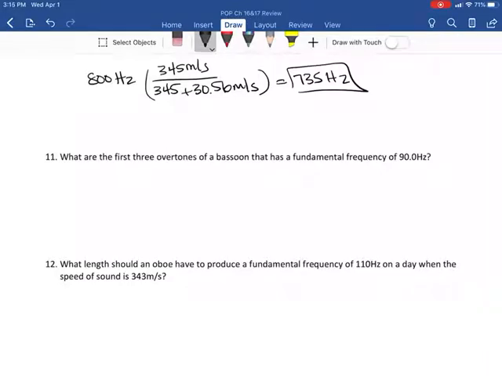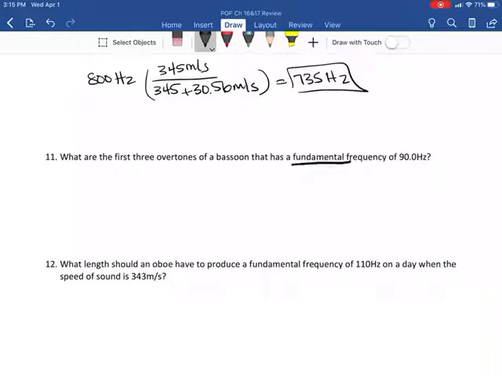Okay. Now we are into the overtone section of it. We're almost done. We've only got 2 more. So this says, what are the first 3 overtones of a bassoon? Is that how we say that? I'm guessing. That has a fundamental frequency of 90 hertz.